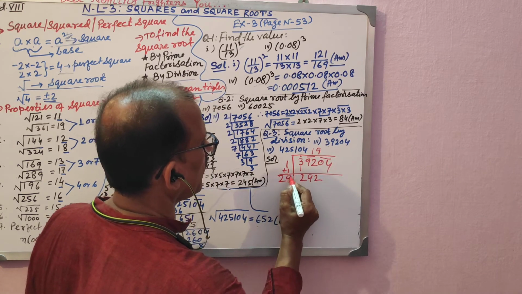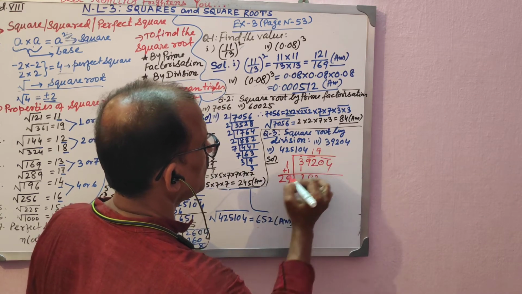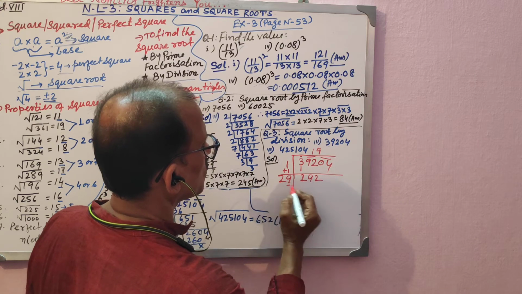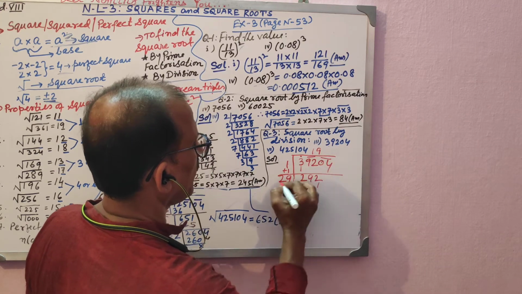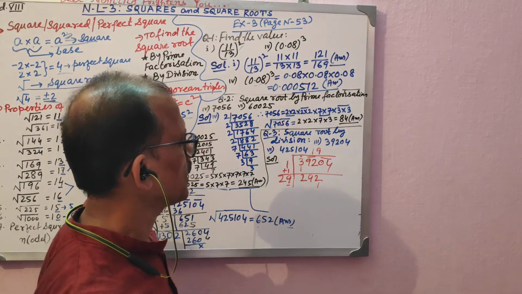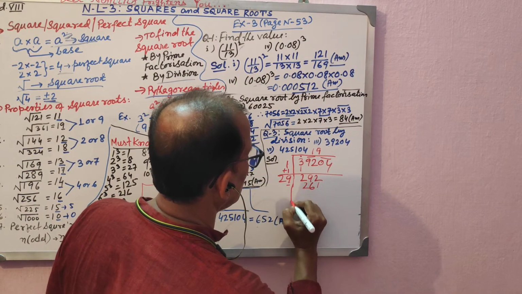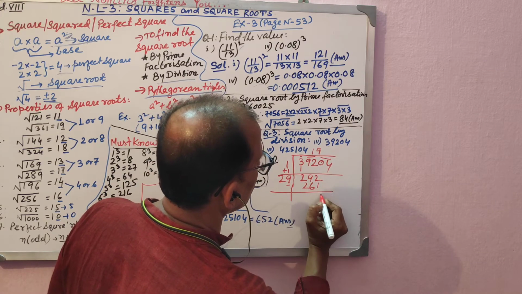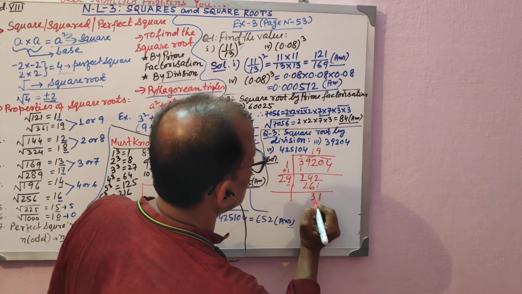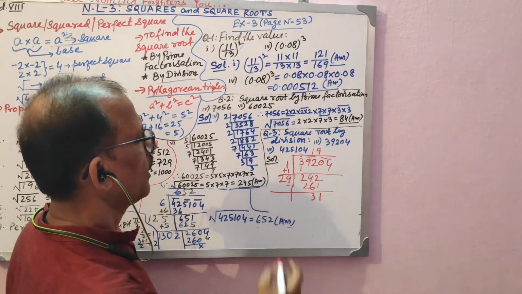Now multiply 29 with 9. This 29 will be multiplied with 9. So 9 9s are 81. 9 2s are 18 plus 8, 18 plus 8 is 26. 261. Once again we do the subtraction. On subtraction you have got 31. What will you do?